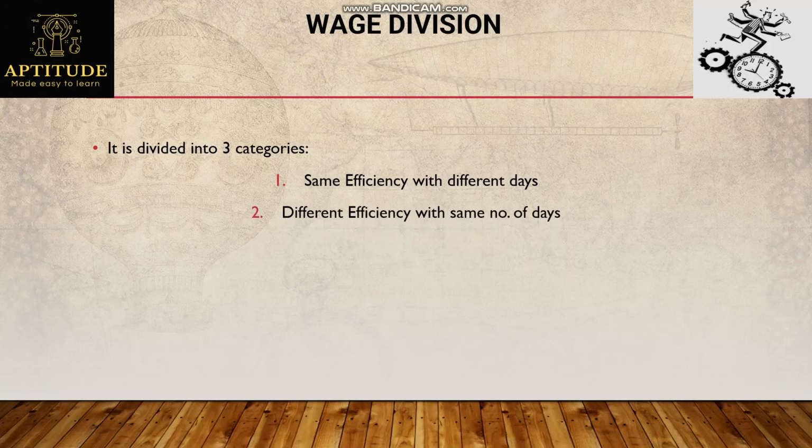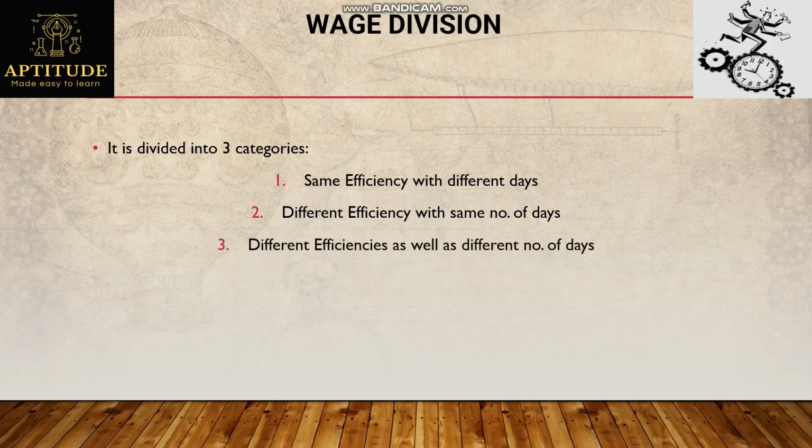Second category, different efficiencies with same number of days. In this case, of course, there will be different number of persons working for the same number of days. Like I'll be working for 10 days, my friend will also be working for 10 days, another person will work for 10 days, but we'll be having different efficiencies. Like I can eat 2 chocolates only per day, my friend can eat 10 chocolates per day, another person can eat some 15 chocolates per day. So obviously we'll be getting different salaries after the end of a work. So these are second category problems.